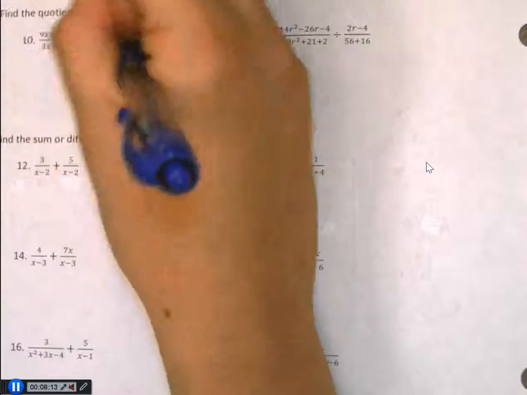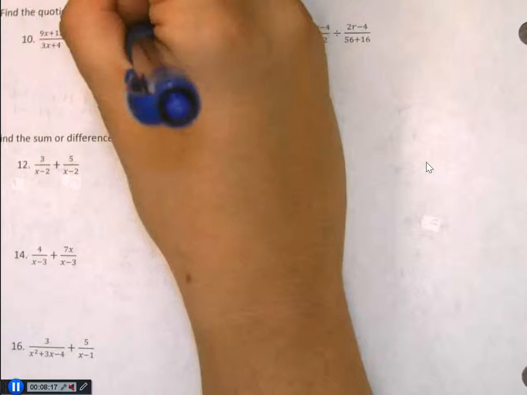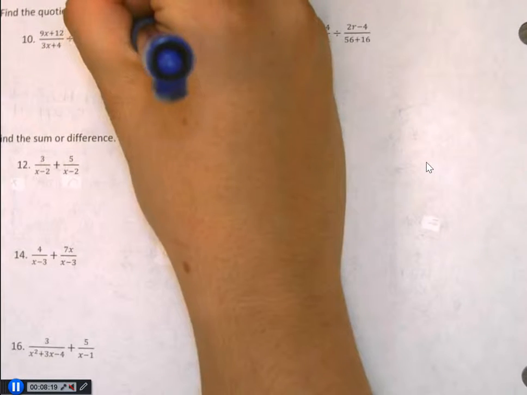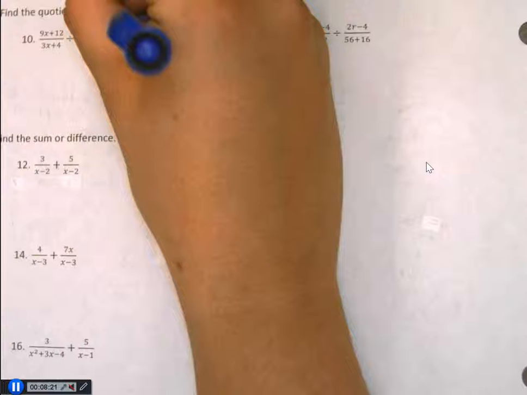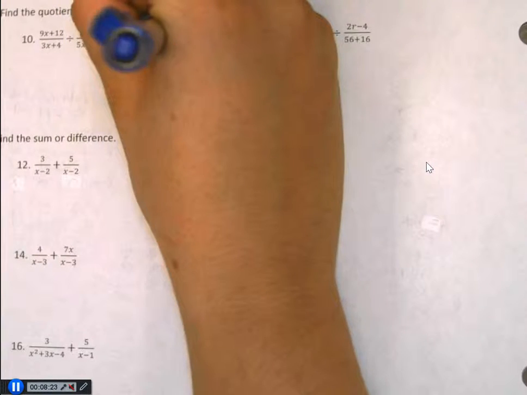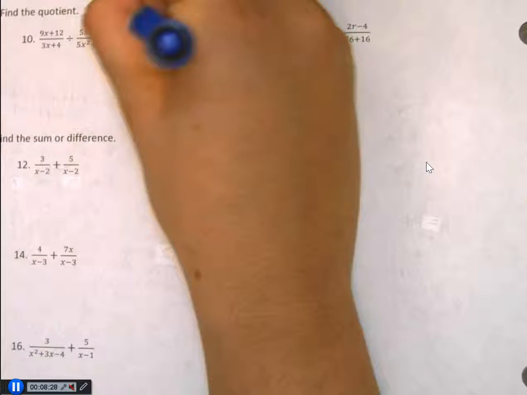Okay, so on number 10, these ones, 10 and 11, are finding the quotient, so these ones are dividing. What I need to do is I actually need to flip my fraction. So I'm going to factor and flip at the same time because I didn't give us enough room. So on the first one, I could pull out a 3, so then I have x plus 4. On the bottom, I have just 3x plus 4. Then I'm going to flip.